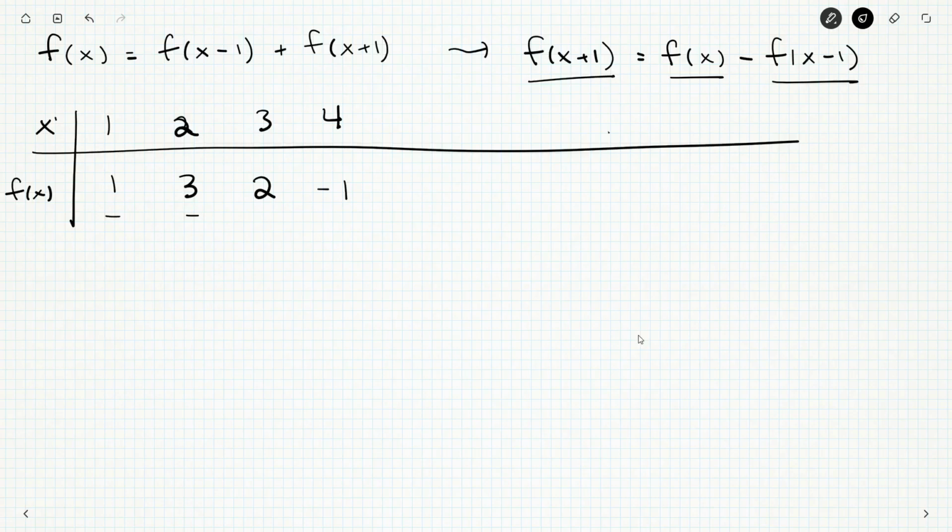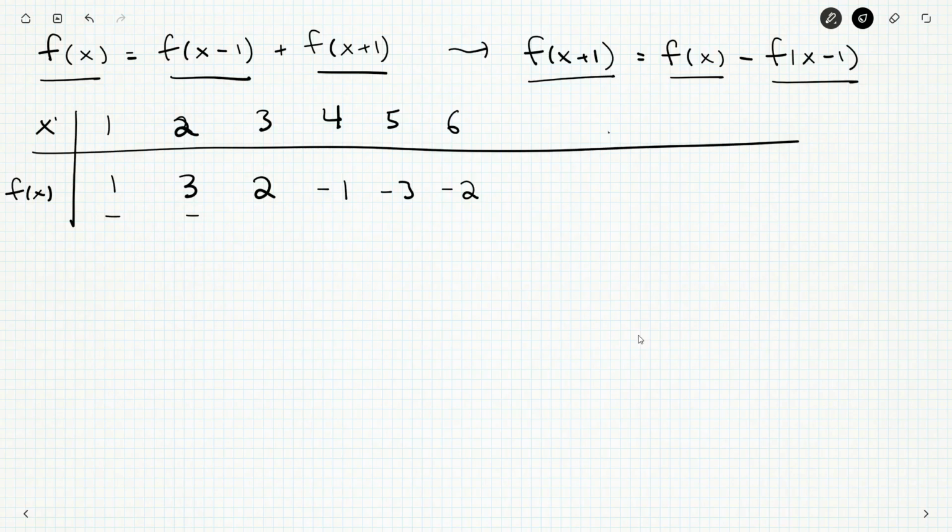And you can double check: f of 2 plus f of 4 is indeed f of 3. 3 plus negative 1 is 2. So f of 4, then we go to f of 5. Negative 1 minus 2 is negative 3. And then we get f of 6 here. Negative 3 minus negative 1 is negative 2.